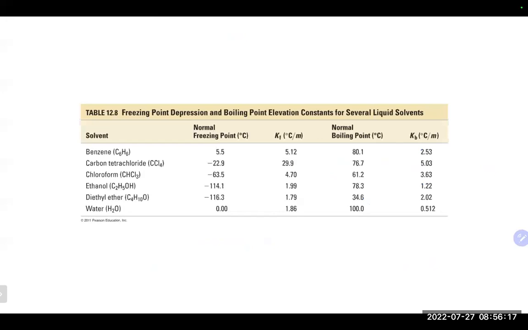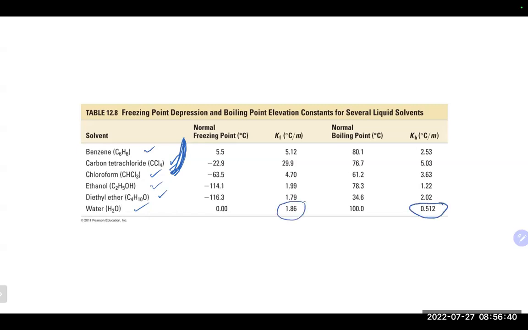All right, so here is that table. You can see things like benzene, carbon tetrachloride, and chloroform. These would all be good for non-polar solutes. We have ethanol, diethyl ether, and water, for example. Water is a very common one, so these numbers you will see a lot.